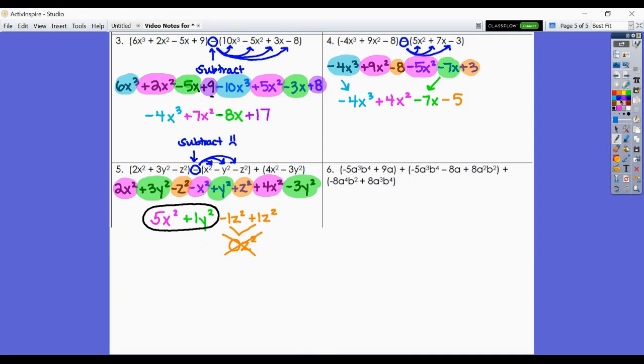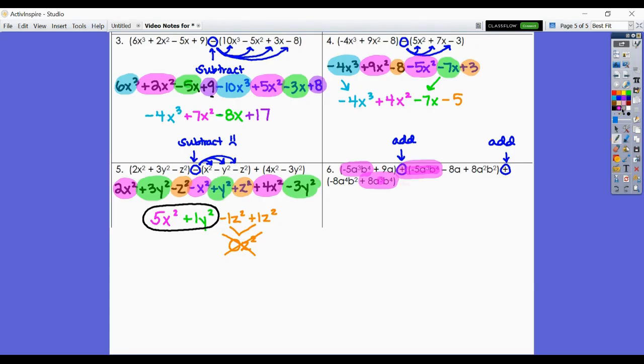Last example, we have all addition here. So I can go ahead and just drop my parentheses and combine like terms, no distribution of the negative sign needed. I go ahead and highlight my like terms. Negative 5a cubed b to the fourth power. So I'm looking for my a to have an exponent of 3 and my b term to have an exponent of 4. Well, that happens with this negative 5a cubed b4, as well as the last term of 8a3b4 as my powers there.